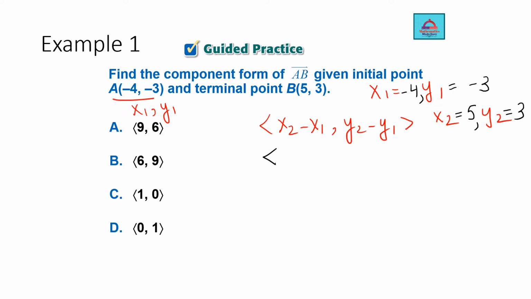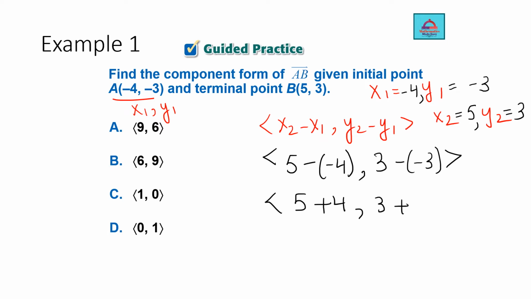So let's plug in 5 minus of minus 4. I want you to check your answer with me. Don't just copy what I'm doing. Do it yourself so that you get the confidence and you do it correctly. So 5 plus 4 and 3 plus 3, that's going to be your components. So 9 and 6. So definitely your answer is going to be A.